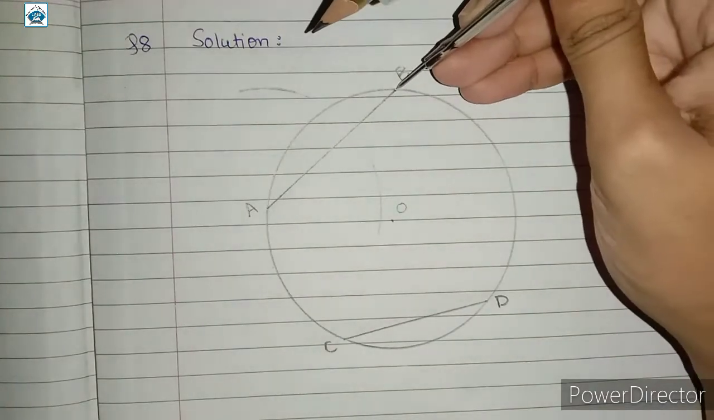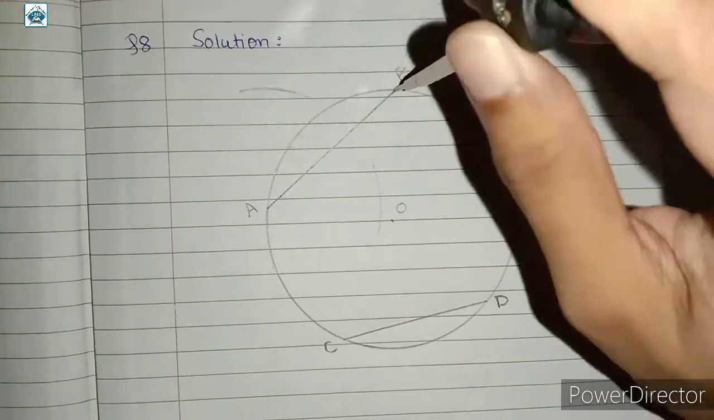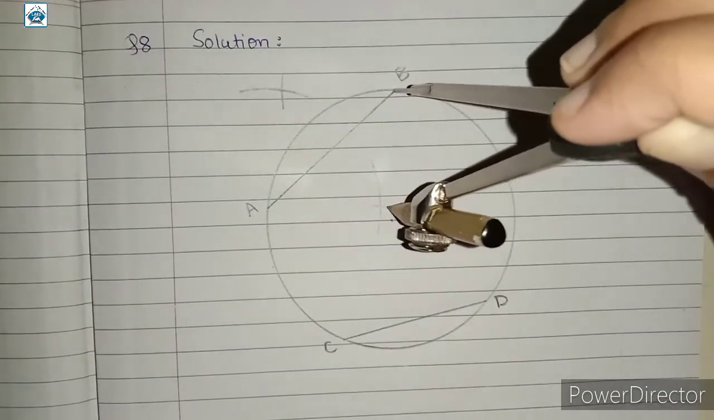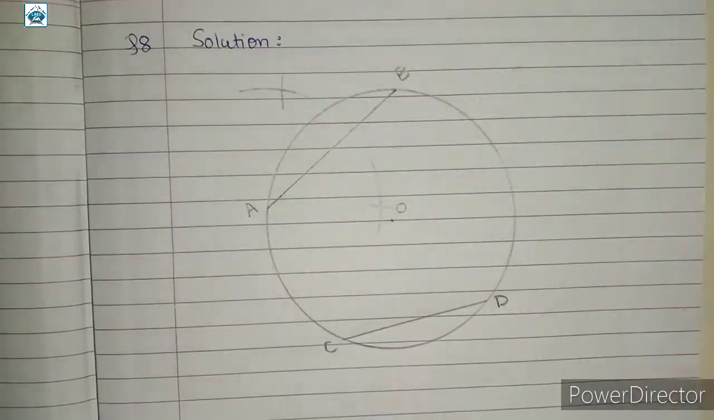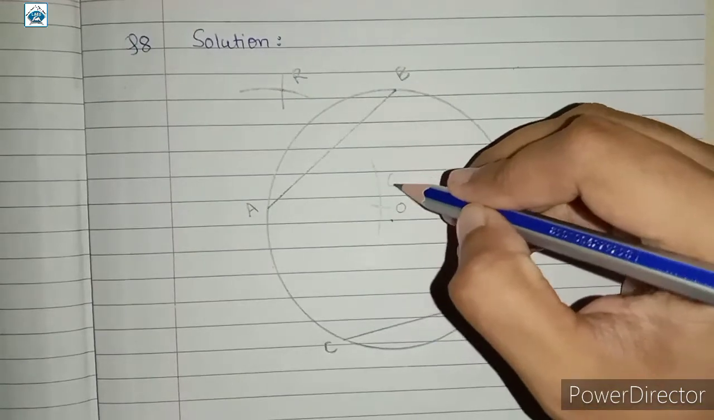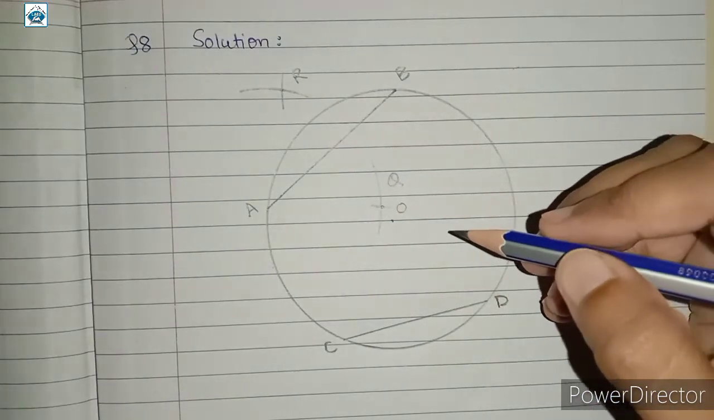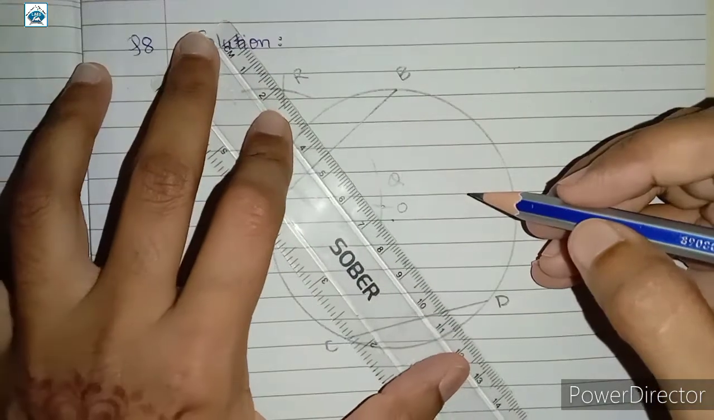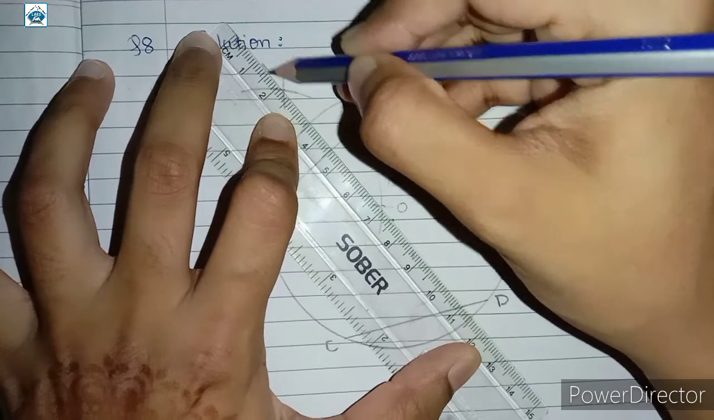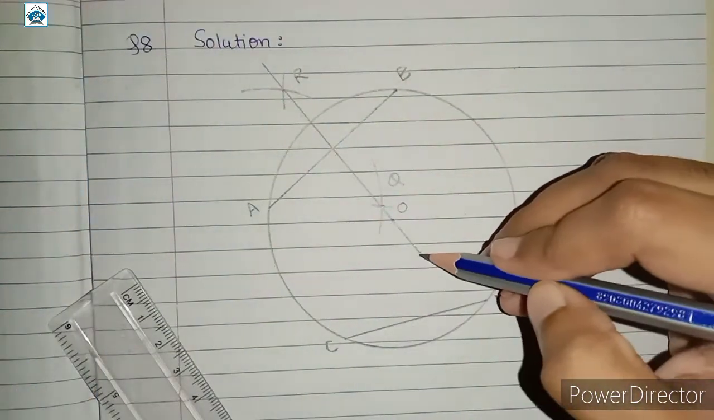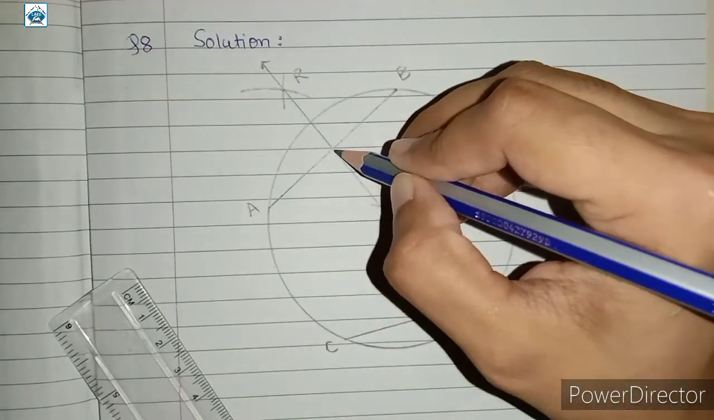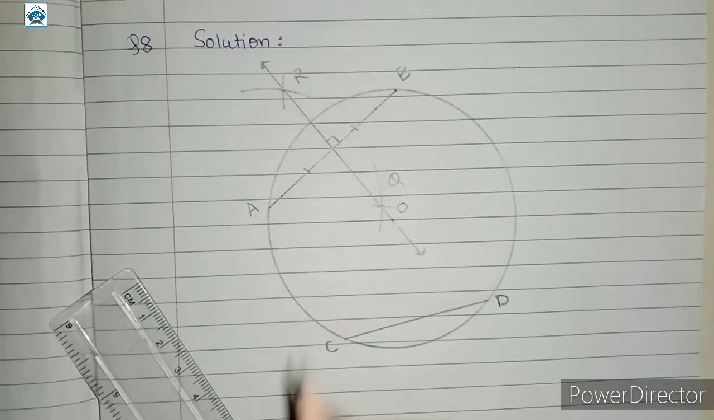After that you need to keep the compass pointer at point B, that is B is the center now, and you need to draw two more arcs in order to intersect the previously drawn arcs. You can name these points R and Q. Now you need to join RQ like so, and as you have seen before, the perpendicular bisector passes through the center. So this is the perpendicular bisector of the chord AB.